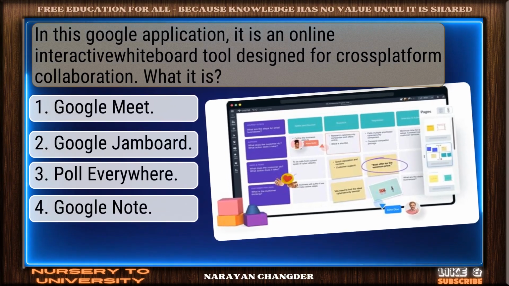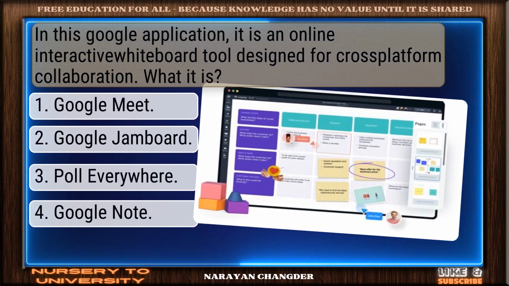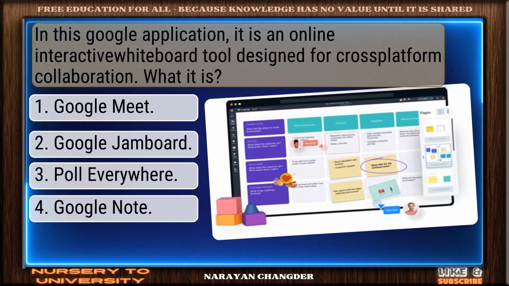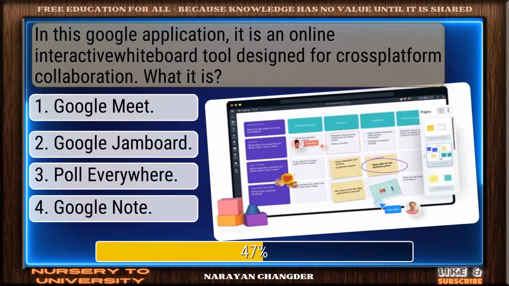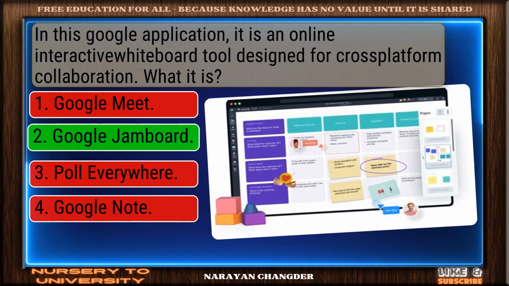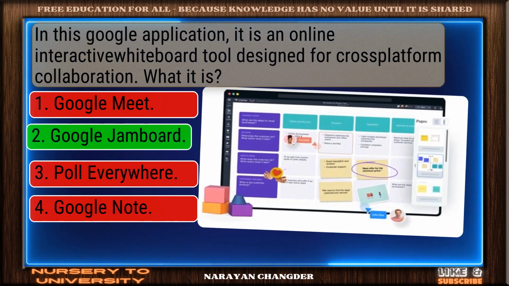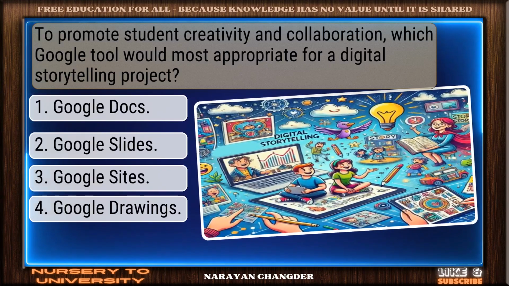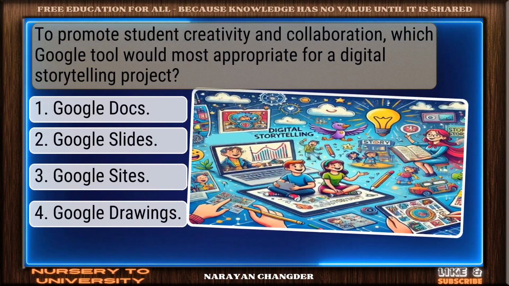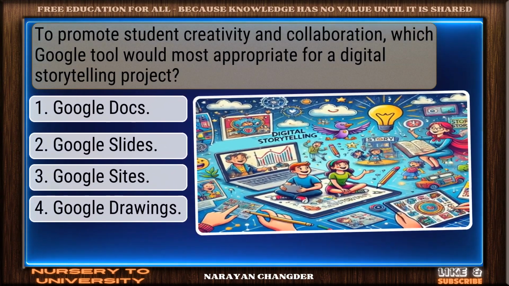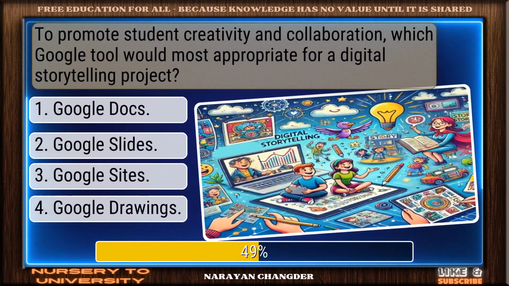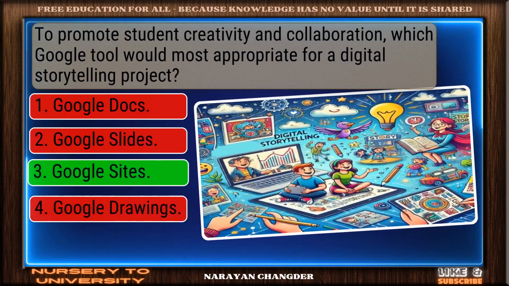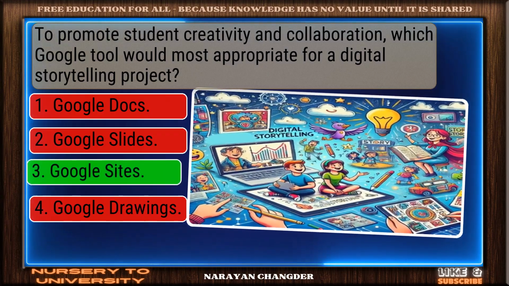In this Google application, it is an online interactive whiteboard tool designed for cross-platform collaboration. What is it? On track. Google Jamboard is the correct answer. To promote student creativity and collaboration, which Google tool would be most appropriate for a digital storytelling project? Smart move. Google Sites is an accurate answer.